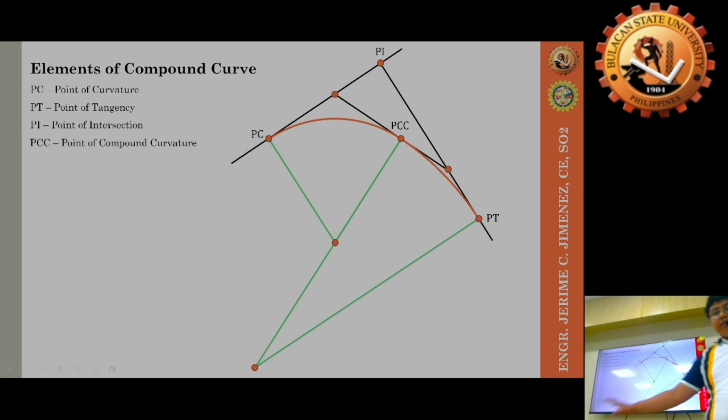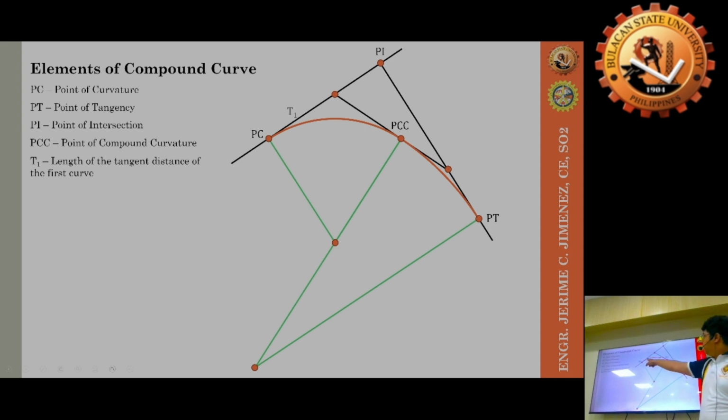Next, since dalawang simple curve to, mag-i-introduce din tayo dito ng dalawang tangent distance. First tangent distance is T sub 1. Okay? So, T sub 1 is the length of the tangent distance of the first curve. Ito yung first curve natin. So, therefore, ang T sub 1 is located dito, in between ng PC at saka ng point na to.